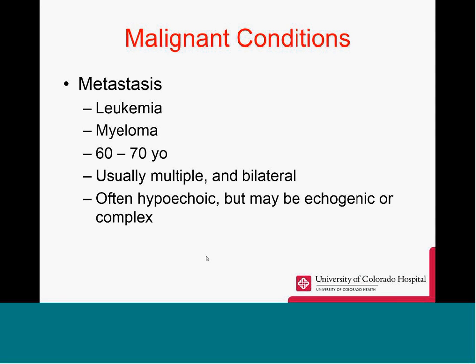Metastasis is going to be from leukemia or myeloma, usually in 60 to 70-year-old men. You're going to see multiple and bilateral tumors, often hypoechoic, but they can be echogenic or complex.